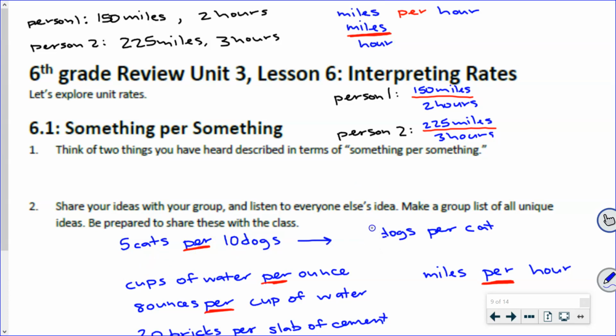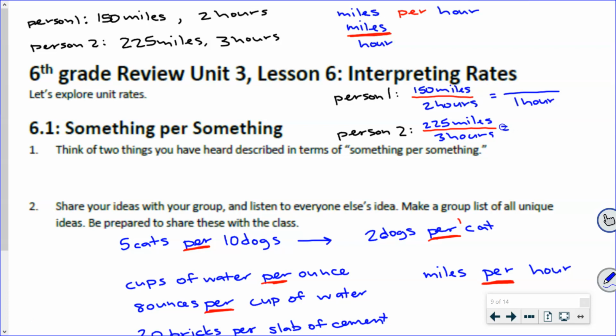Same information, only that's not right. Actually, it would be 2 dogs per cat, right? Yeah, 2 dogs per cat. But I'm using it per 1. So we've got these problems set up, but I want to try and make it so that it's not 150 miles in 2 hours. I want it to know how much per 1 hour.